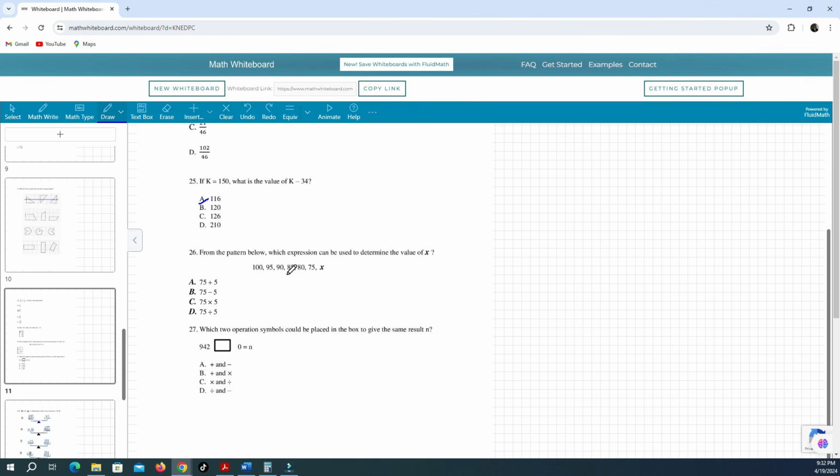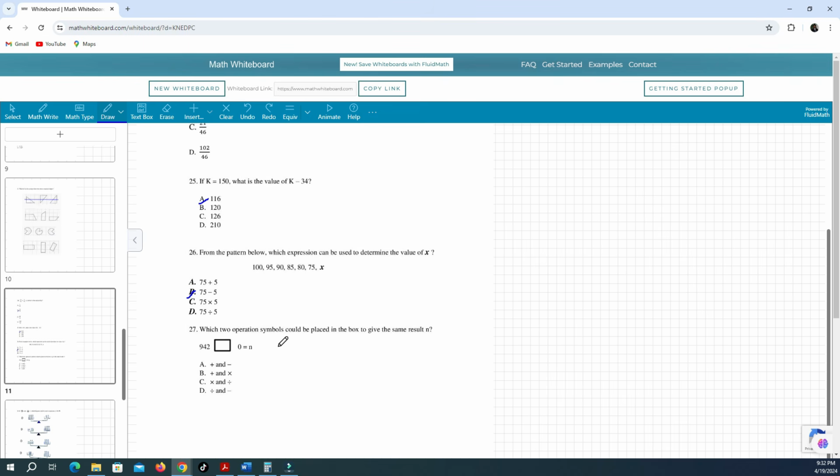Okay, from the pattern below, which expression can be used to determine the value of x? So 195, this is 5 less. 95 to 90 is 5 less. 90 to 85 is 5 less. So just keep going down 5 each time. So to get what comes after 75, it would be 75 minus 5. So I would choose B.